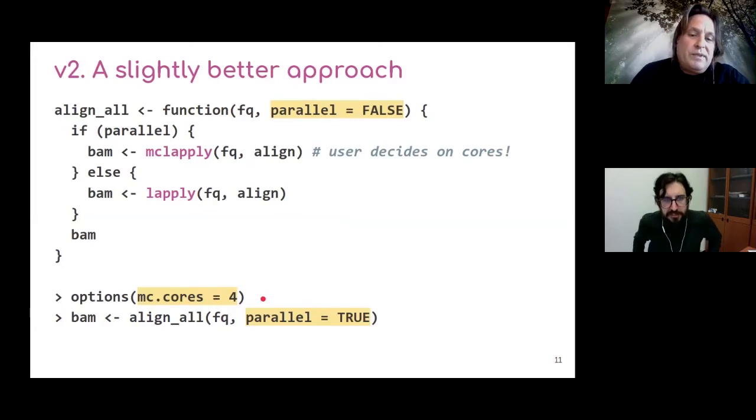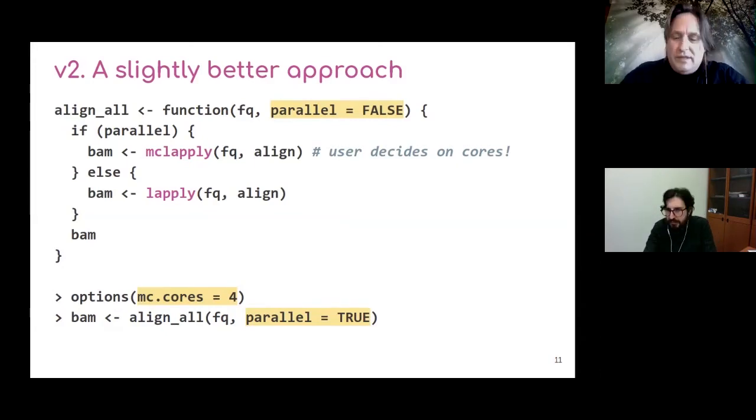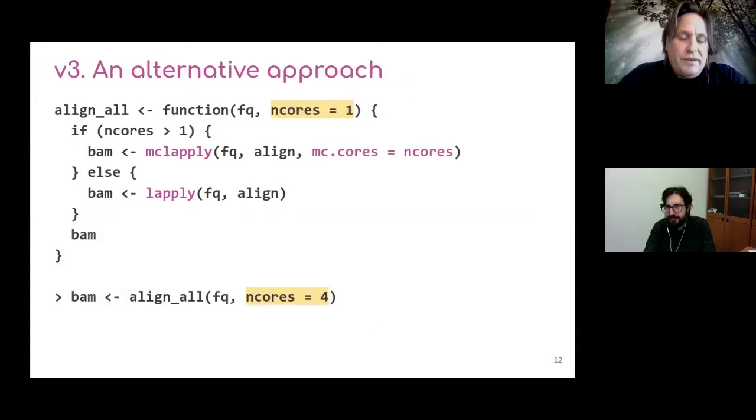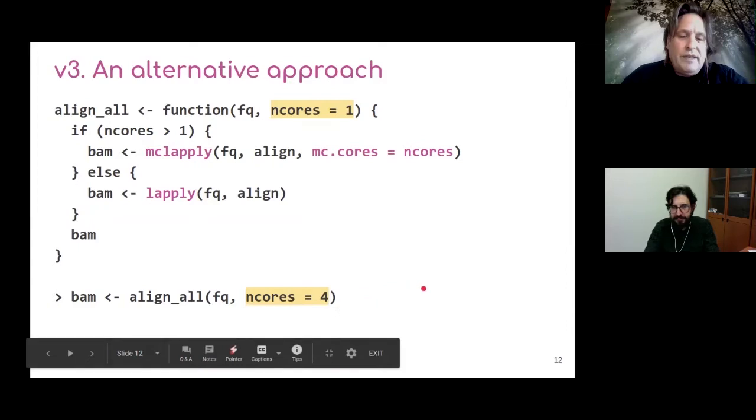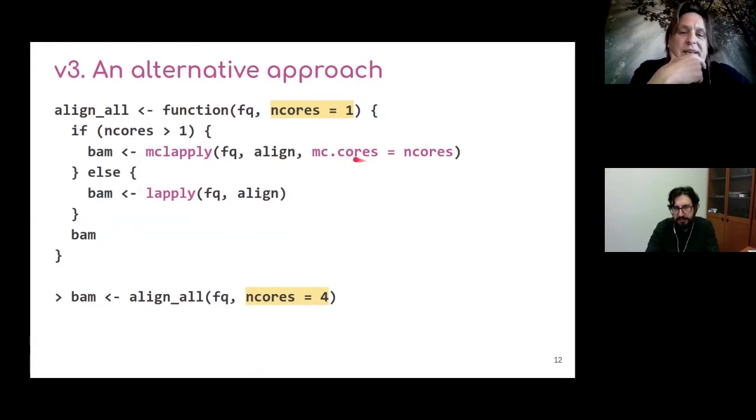So that's another thing you see in R packages. It's a third alternative, of course, for an argument. So here, the user calls align_all. They will pass 4 cores, and then you pass that argument down to this option. So that's quite a common design pattern too, you see in R packages.